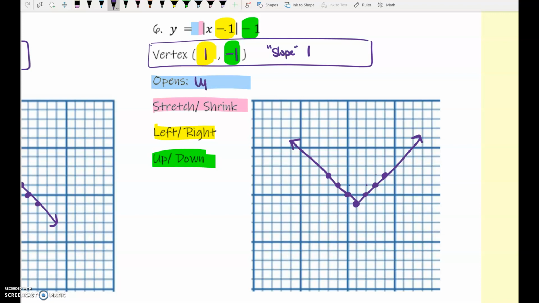This one opens up because there's no negative in front of the absolute value bars. It is not a stretch or a shrink because there's no number in front of the absolute value bars. There's just a 1. It moved right 1 and it moved down 1.